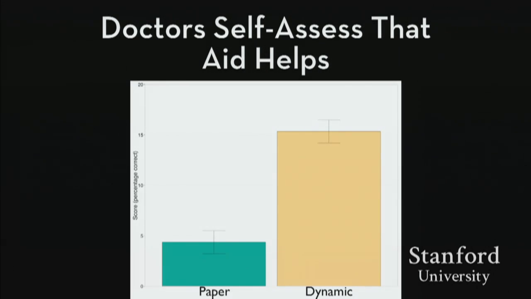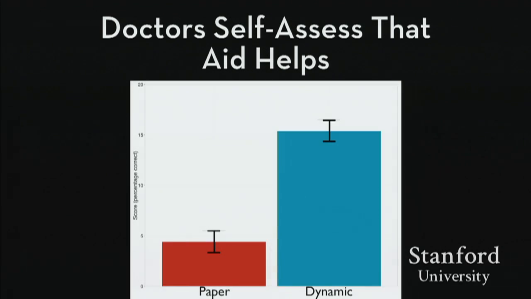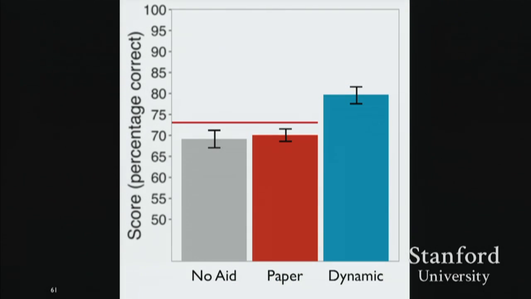So if we look here, about 5% on paper and about 15% on dynamic, we can actually overlay that on top of this graph to get a feel for what the doctors thought they would have performed at from our baseline. So it's in the ballpark. So this is evidence that the principles that we've been using to design these aids, of making things easier to find and reducing friction in using the aids, are actually paying off.